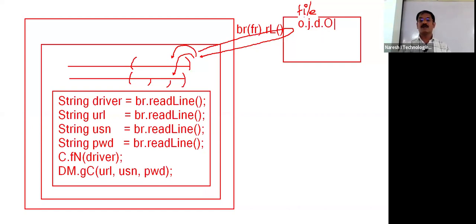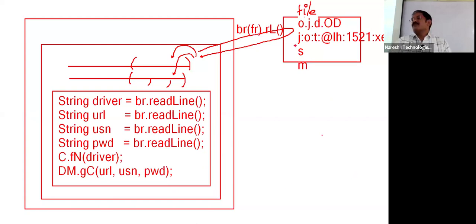oracle.jdbc.driver.OracleDriver, jdbc:oracle:thin:@localhost:1521:XE, system, manager. These are the details I place. As long as I place these four values in the same order, the program executes successfully.